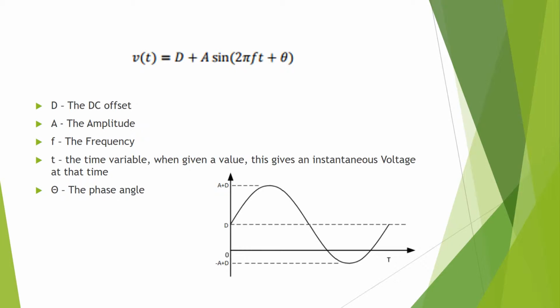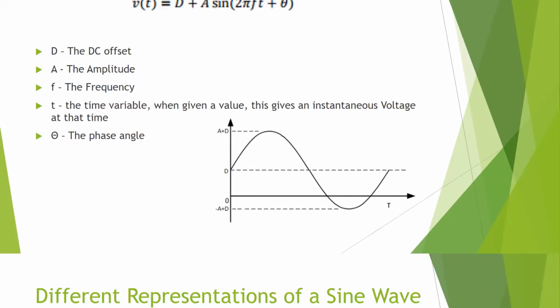In this equation, d is the DC offset, a the amplitude, f the frequency, t the time variable, which, when given a value, gives an instantaneous voltage at that time, and θ the phase angle. As can be seen, the DC offset just moves the graph up or down depending on the value.